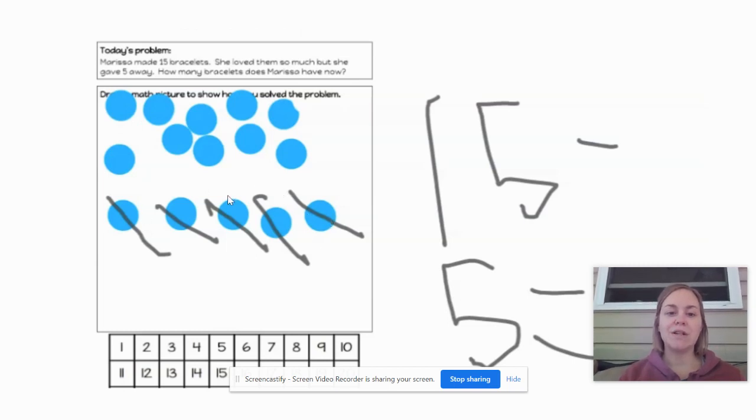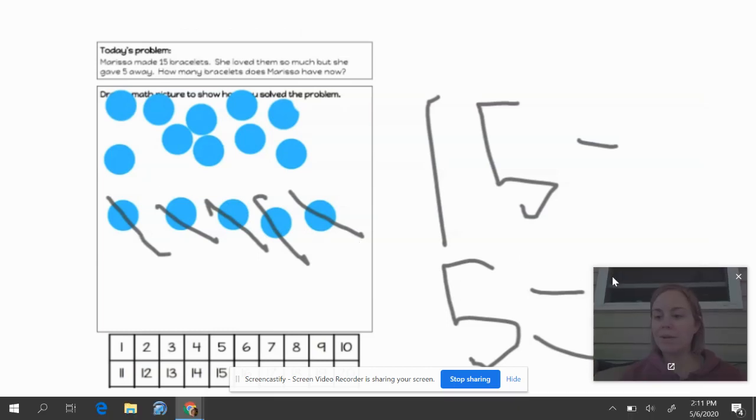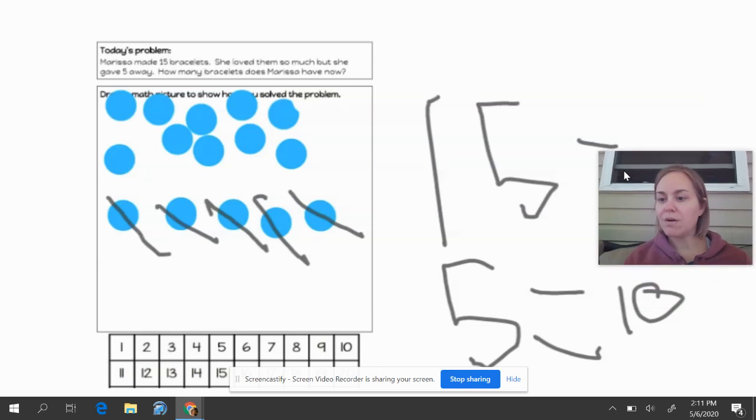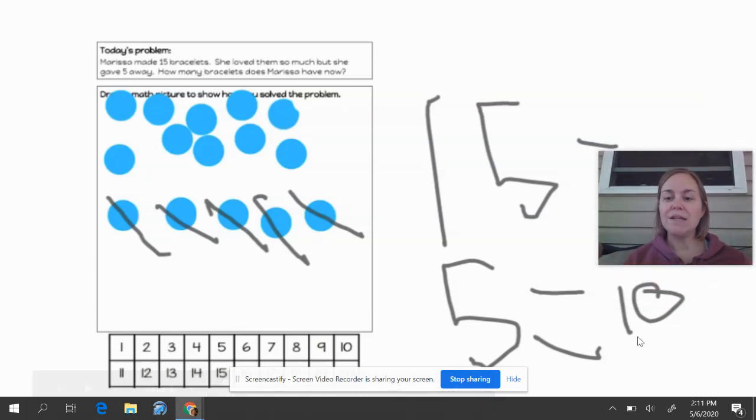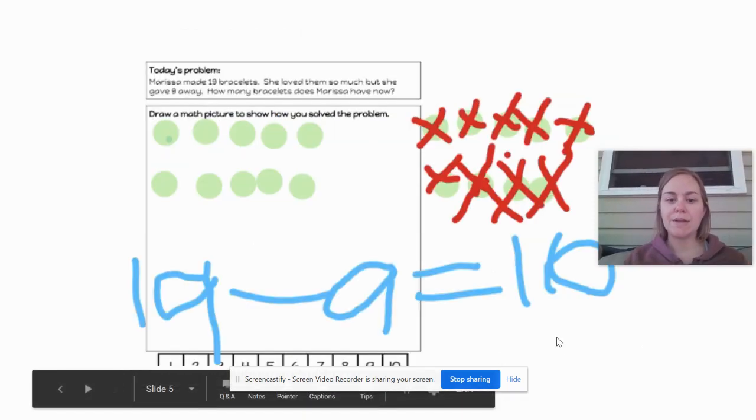And I can see this person in the snap crossed off those 5 that she gave to her friends, and I believe my video is in the way, so let's find out what this person wrote the answer to their number model. There we go. 15 take away 5 equals 10. Wonderful job on that one. All right, let's look at the next one we have here.